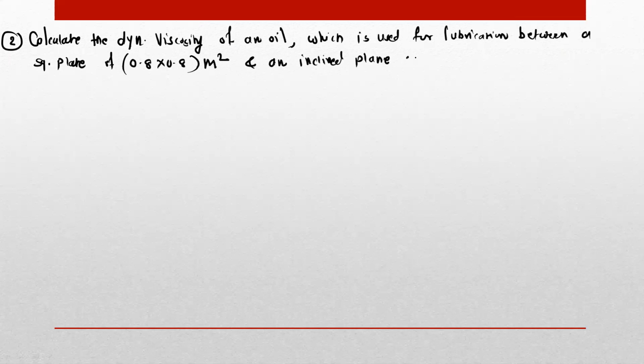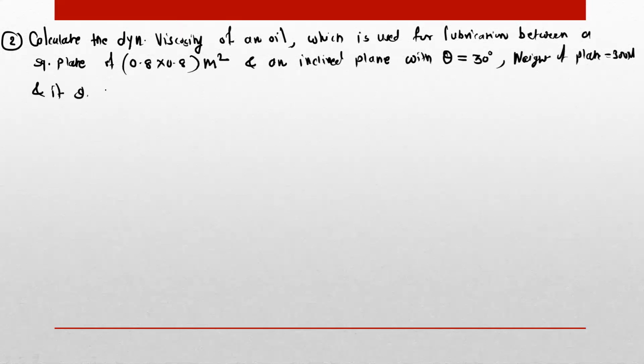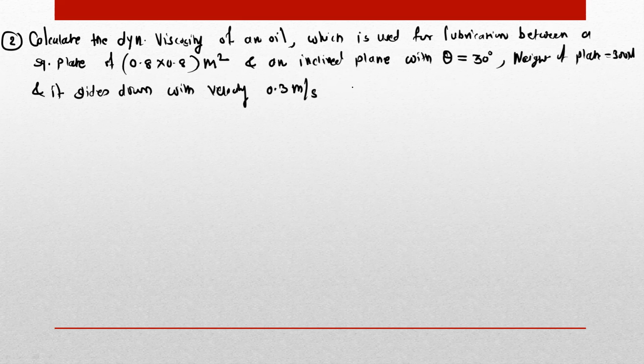having an angle of inclination theta, which is equal to 30 degree. Okay. The weight of the square plate is 300 Newton, and it slides down the inclined plane with a velocity of 0.3 meter per second. The thickness of the oil film is 1.5 millimeter. Okay, so this is the given condition.